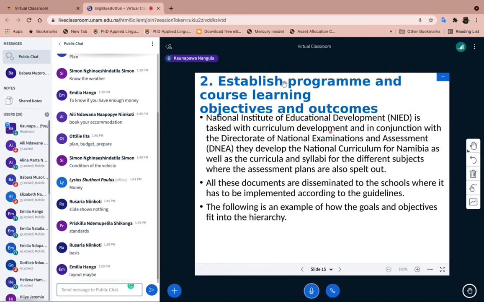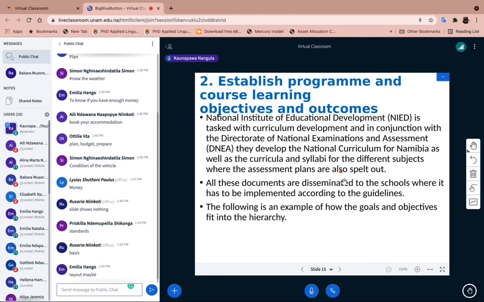Okay, I think I'm just going to finish this second one, and then I leave for the meeting. I'm already late. Next, the National Institute of Educational Development, that is NIED, is tasked with curriculum development in conjunction with the Directorate of the National Examination and Assessment, which is DNEA. All right, and they develop the national curriculum for Namibia, as well as the curricula syllabi for the different subjects, where the assessment plans are also spelled out.